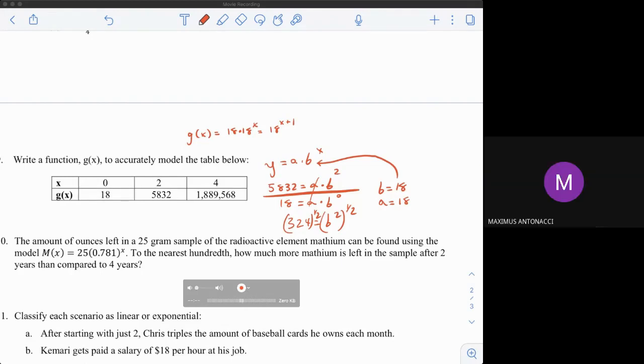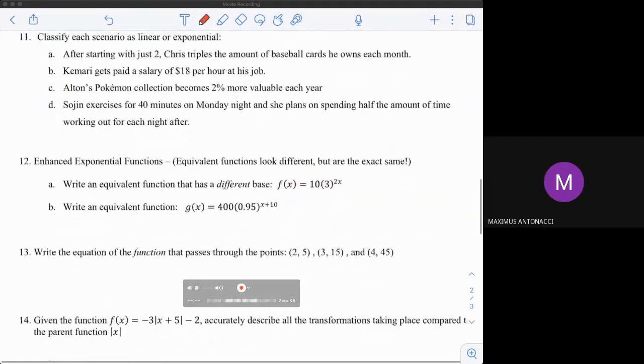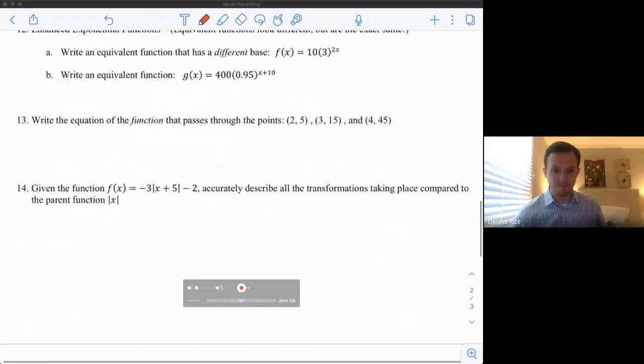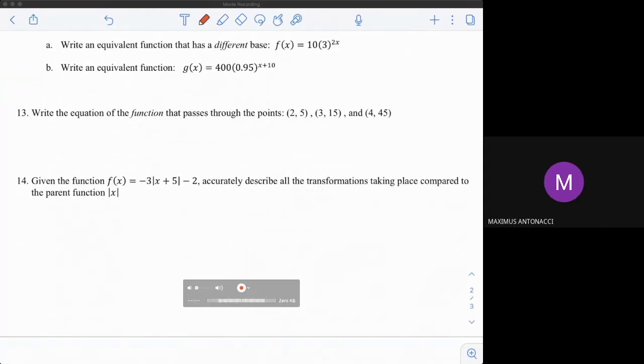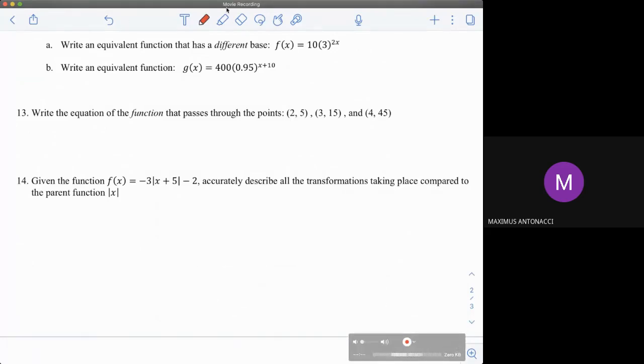For number 14, could you explain how you were able to find out that it was a vertical stretch, more narrow, and it was reflected over the x-axis?